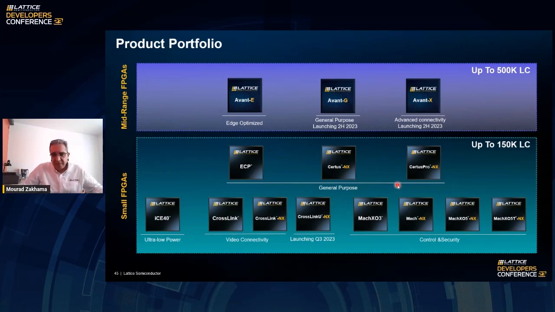FPGAs could be used for a variety of industrial, automotive, and video applications. These are a little bit larger devices, but stay in the small FPGA density range, up to 150,000 logic cells. On the higher end or mid-range, we offer the Avant E, G, and X, which go up to 500,000 logic cells and could also target multiple end markets. You can refer to the documentation for much more details.